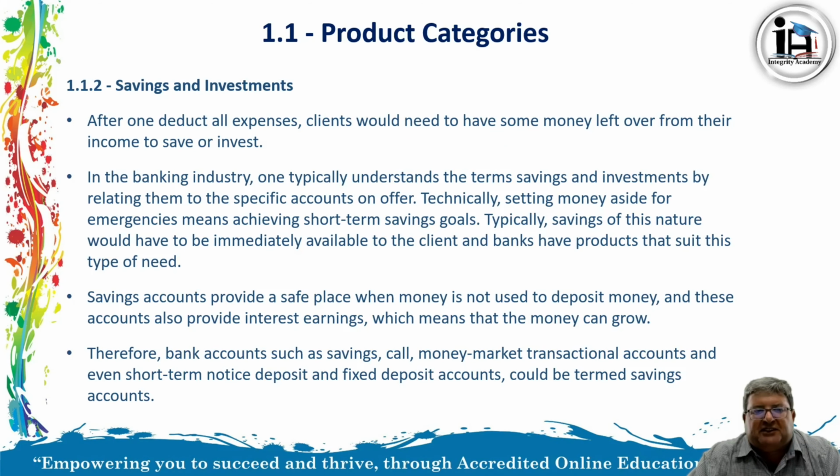Savings and investments. After one deducts all expenses, clients would need to have some money left over from their income to save or invest. So they receive the income or their commission, they deduct all expenses, house, car, petrol, cell phone, food, groceries, insurance, and what is left is their income, which they can save some of if you earn enough. In the banking industry, one typically understands the terms savings and investments by relating them to the specific account on offer.